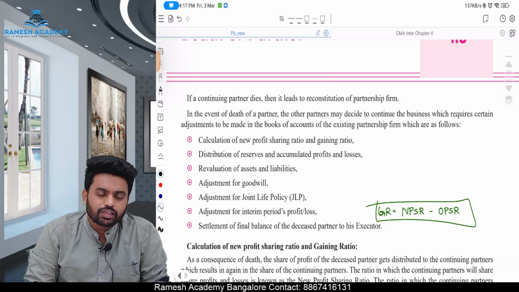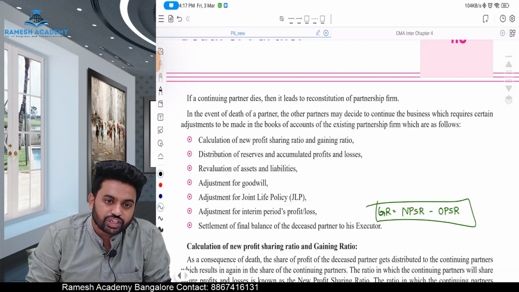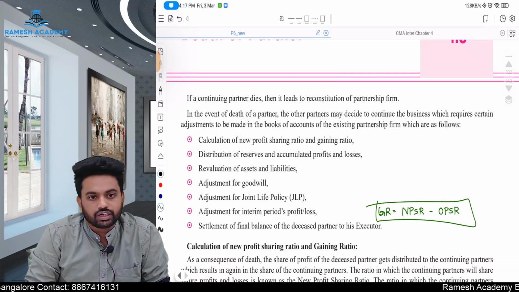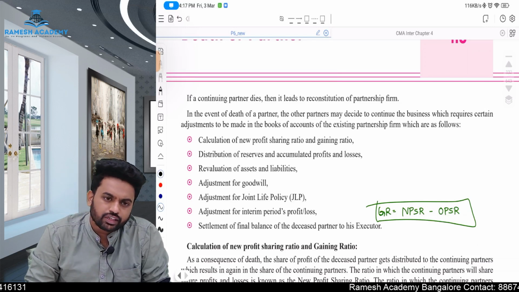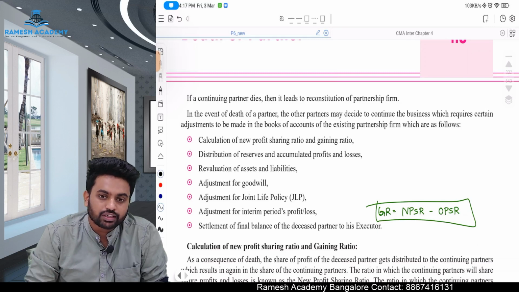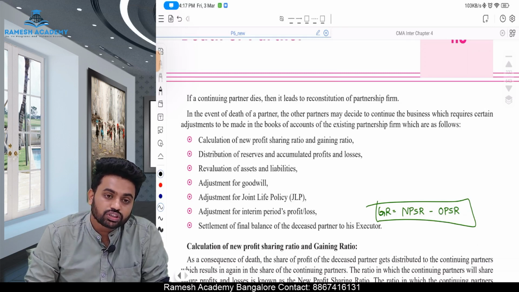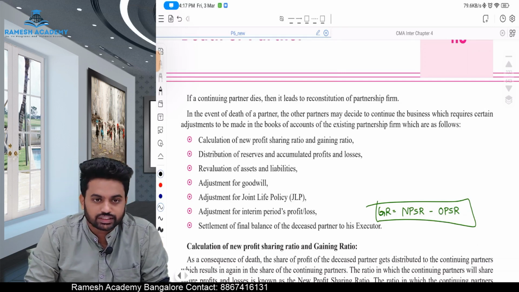So what do you mean by new profit sharing ratio, sir? After the death of a partner, the ratio in which the remaining partners are going to share the profit or loss is called the new profit sharing ratio. What is gaining ratio? New ratio minus old ratio. Because one partner dies, his future profit will be shared by the remaining partners. So how those remaining partners are going to share his future share of profit is called gaining ratio.